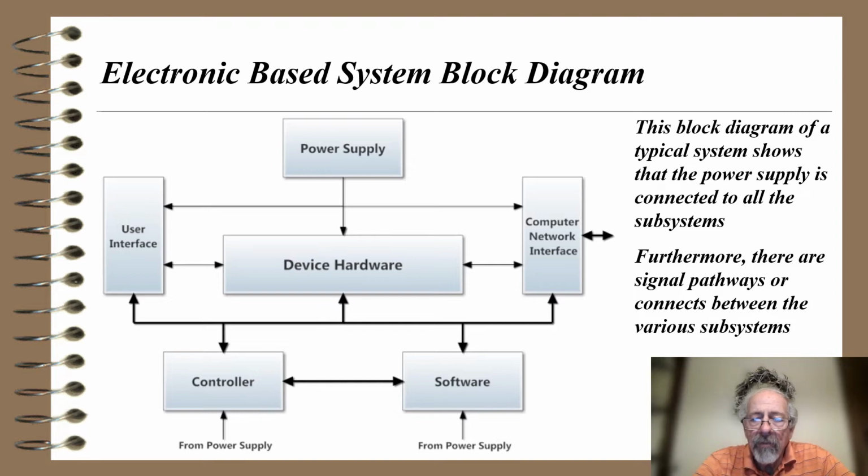Furthermore, there are signal pathways or connects between the various subsystems. So you might notice the bold black line there with the arrows from the user interface, controller, device hardware, software, and computer network interface. Also notice the computer network interface has a two-way connection. So again, that's the basic electronic system block diagram.